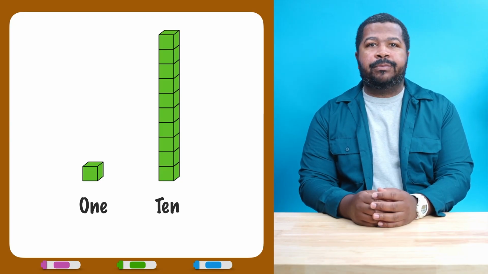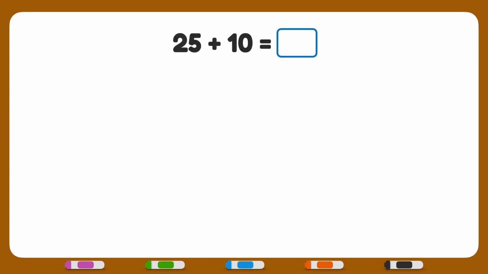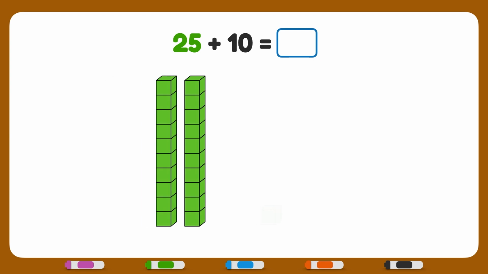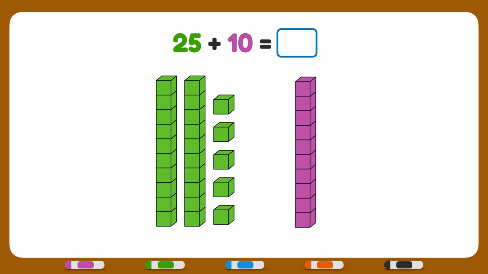Let's try it together. What is 25 plus 10? Let's use blocks to find out. 25 is made up of 2 10s and 5 1s. Here's 10, 20, 21, 22, 23, 24, 25. How about 10? 10 is 1 tens rod.